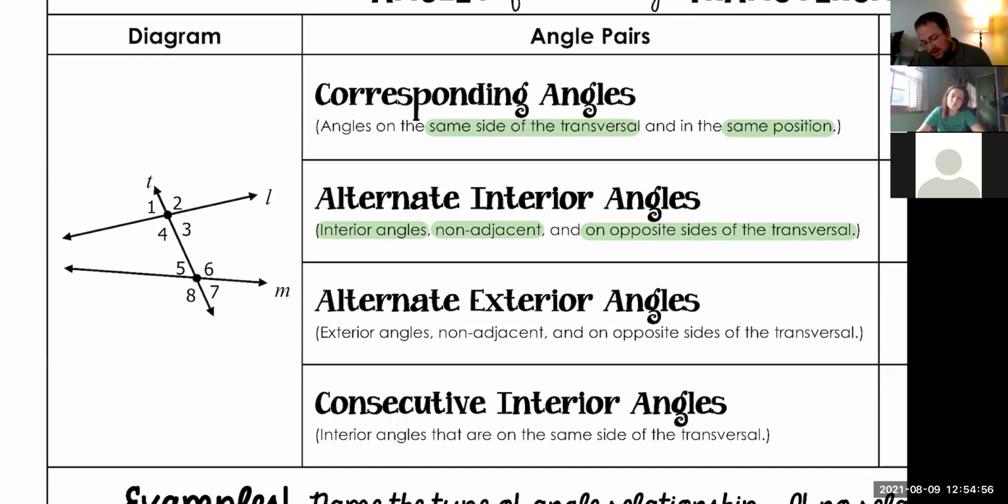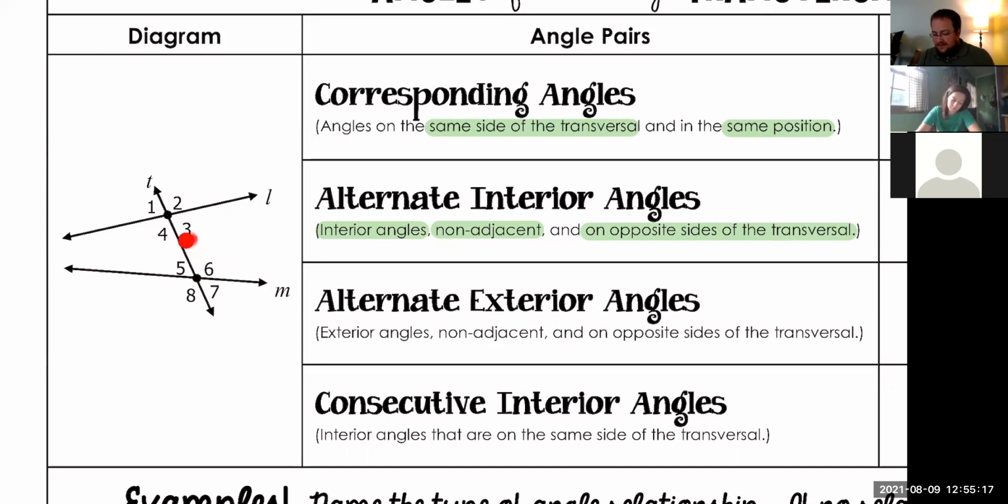So when it's talking about interior angles, right now, the only interior angles we have in this diagram are angles 3 and 4, 5 and 6. So that takes care of the interior part. The alternate, here's where some of the confusion comes in. The alternate means opposite side of the transversal.